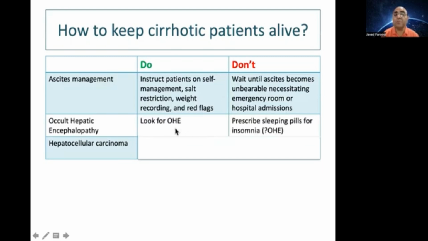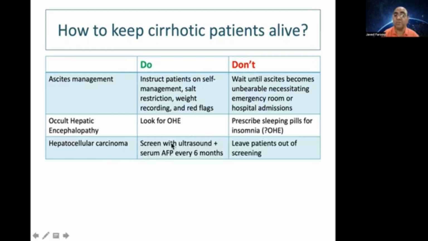For hepatic encephalopathy, please look for occult hepatic encephalopathy on every visit when a patient comes to you. And please do not prescribe sleeping pills for insomnia. What happens, especially in primary care physician setups, is that the patients have reversal of sleep, they don't sleep, and they are prescribed a sleeping pill. This is a criminal act in these patients, and it pushes them from minimal or occult encephalopathy into overt hepatic encephalopathy.